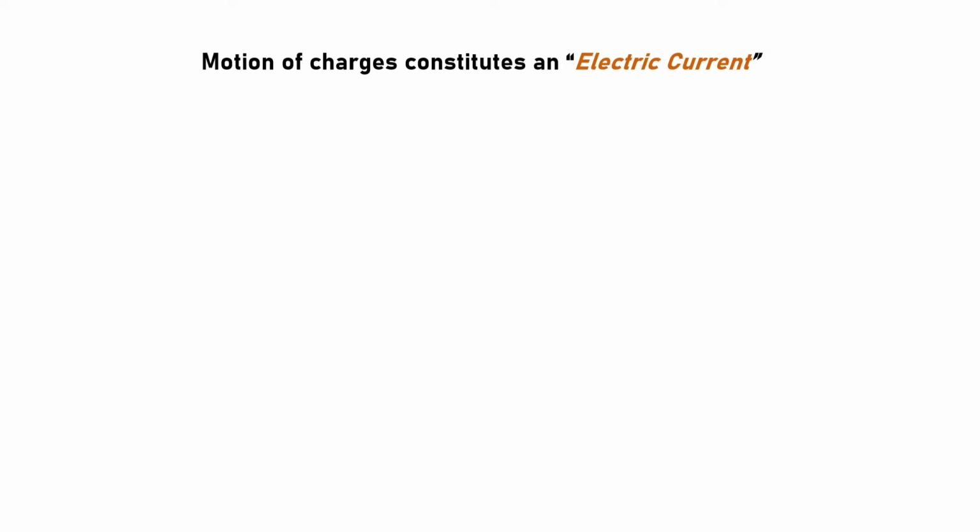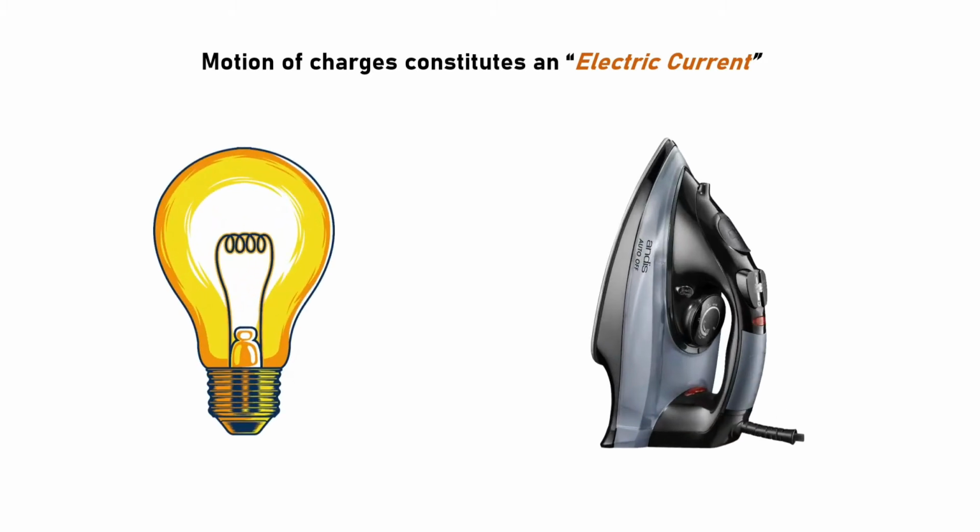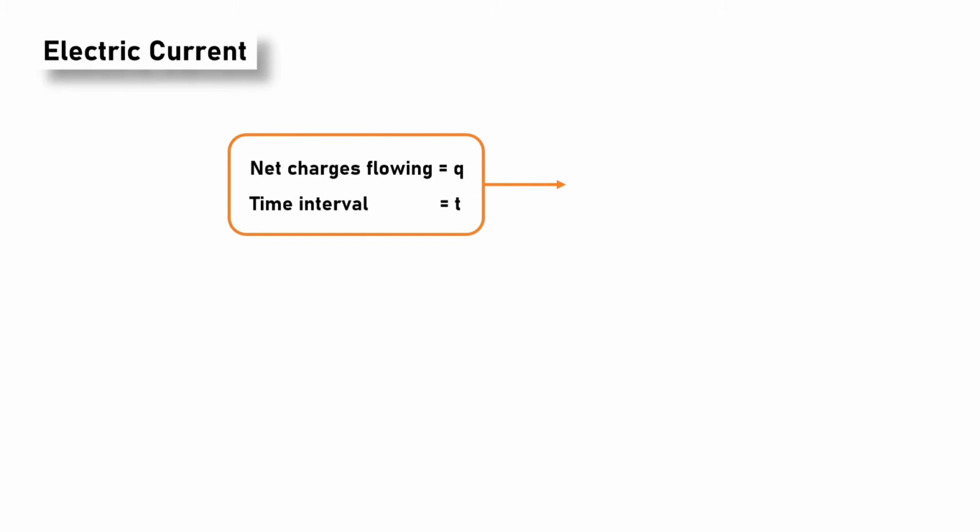In everyday life, we use electricity in many applications like electric bulb, electric iron, etc. Now let's discuss electric current in detail. Let's consider Q to be the net charge flowing and T be the time interval. By this we can write Q is directly proportional to T, or we can say that the net charge flowing is directly proportional to the time interval.